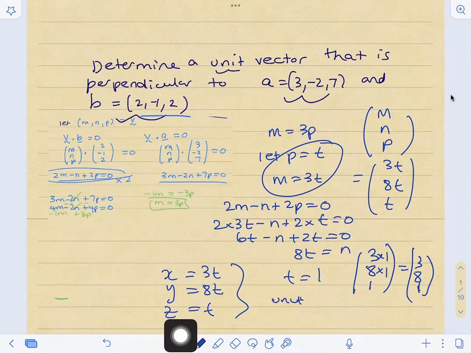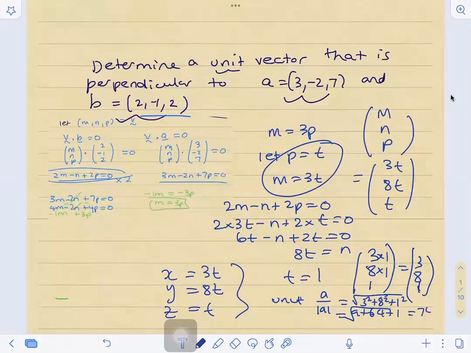If I want a unit vector, then I have to divide by the magnitude. I have to find the unit vector. So it's going to be the square root of 3 squared plus 8 squared plus 1 squared, which is 9 plus 64 plus 1, which is 74. So you have to divide by root 74. So that means that the vector would be 1 on root 74 times (3, 8, 1).